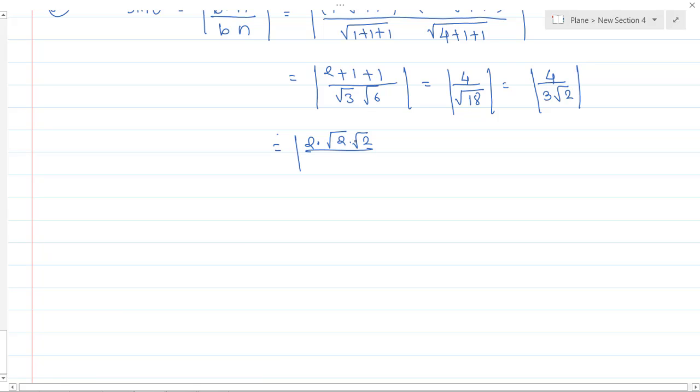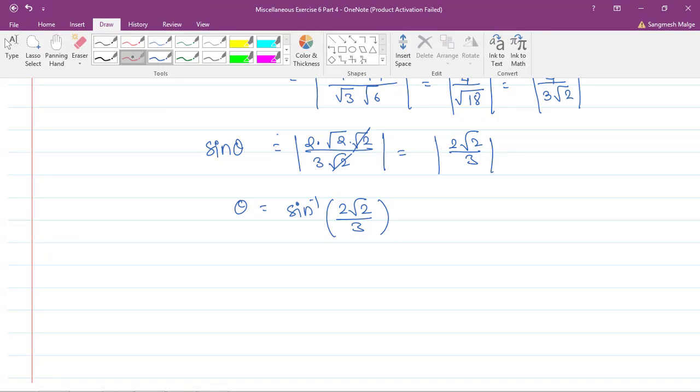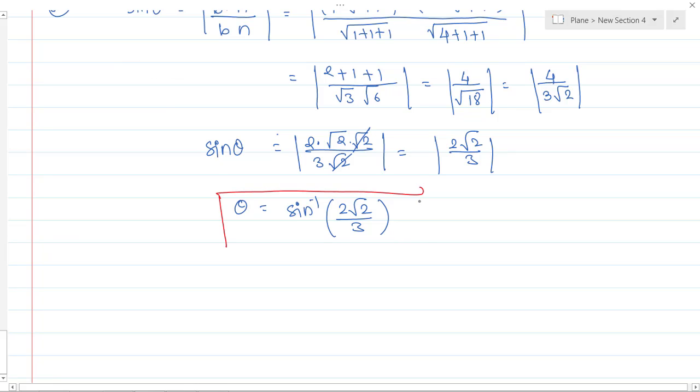So root 2 into root 2 becomes 2, and 2 into 2 becomes 4, so one root 2 cancels. The answer is 2 root 2 by 3. This is what you get: sin theta is equal to 2 root 2 by 3. But they have asked for theta, so it becomes sin inverse of 2 root 2 upon 3. This is my final answer. So let's put a box around this. This is the answer.